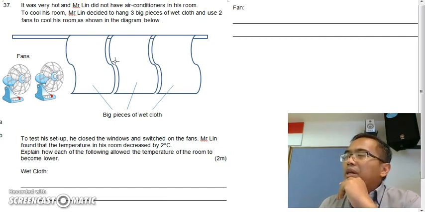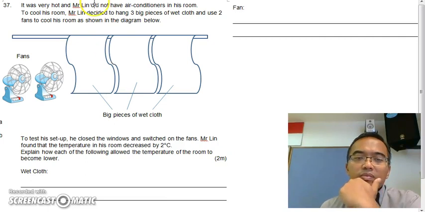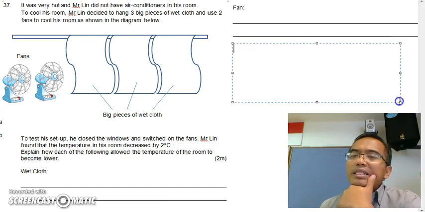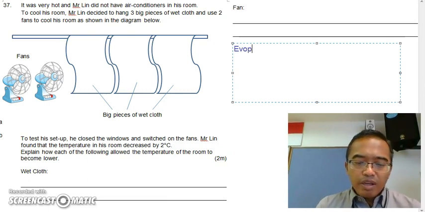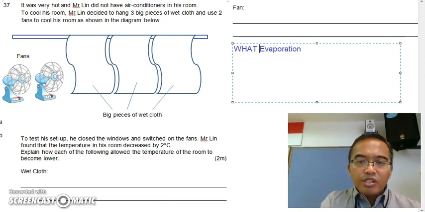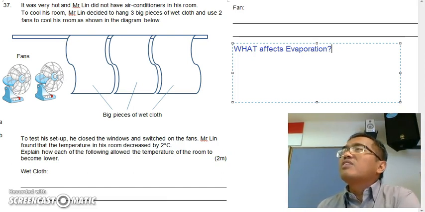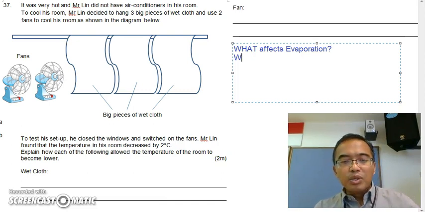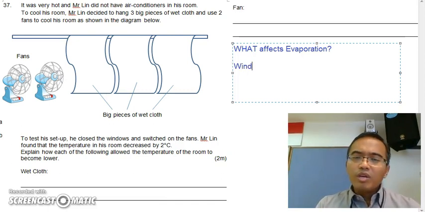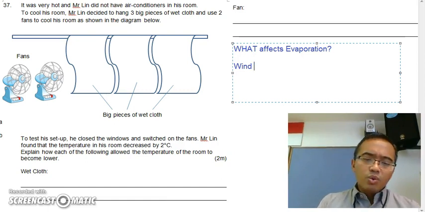Now what topic do you think this is? Heat and temperature. What else? Evaporation, right? Okay, so this is about evaporation. What affects evaporation? What is W? If you just say wind, you're wrong. Wind speed.